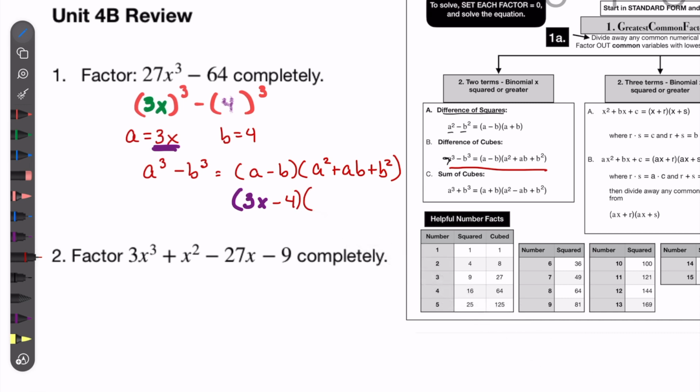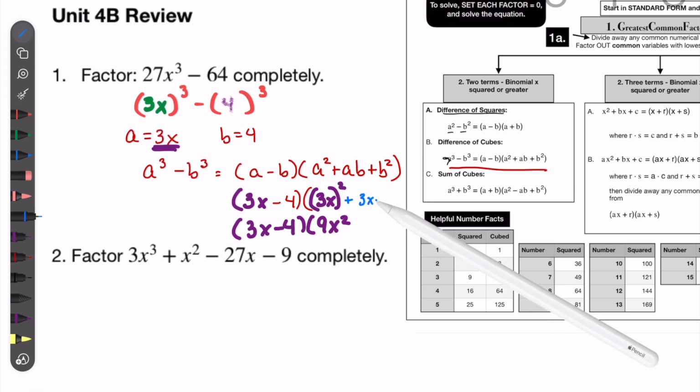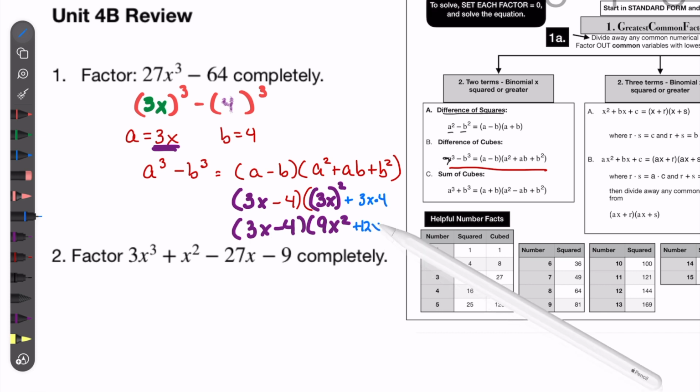Then it says take the 3x and square it. So you do have to be careful here. It means this. Take the 3x and square it like that. So I'm going to start rewriting this line now, 3x minus 4. And I'm going to take the 3x and square it, which gives me 9x squared. And then it next says add on A times B. So it's like 3x times 4, which is 12x.